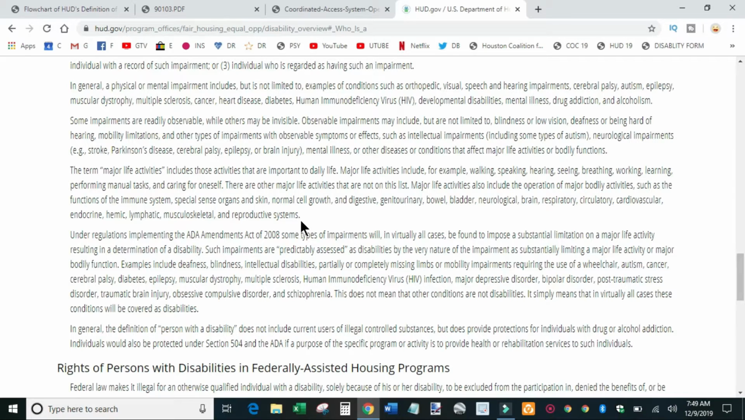Now I want to go down to the bottom here for the mental part of this and read it to you. On the mental side: major depressive disorder, bipolar, post-traumatic stress disorder, obsessive compulsive, and schizophrenia. Now, it goes on to say this does not mean that other conditions are not disabilities. But here's the nice part about the five I just told you. It simply means that in virtually all cases these conditions are considered disabilities. So the ones I just read off are by their very nature considered a disability.